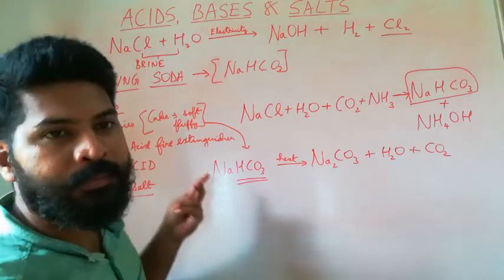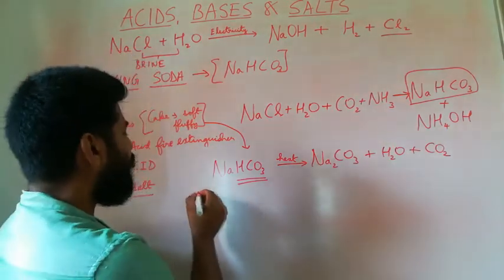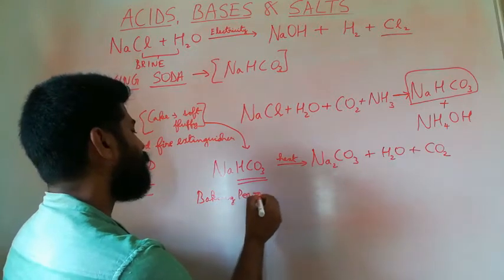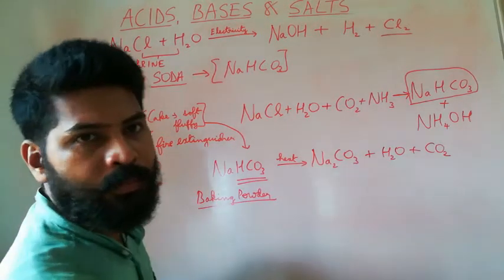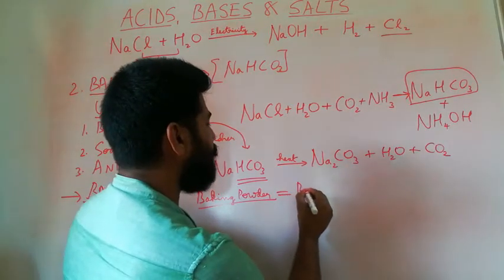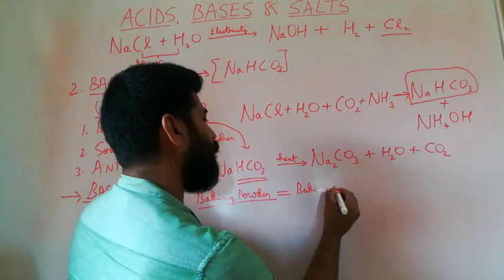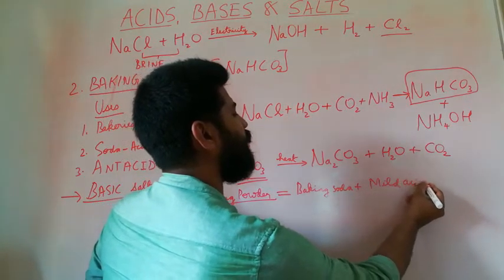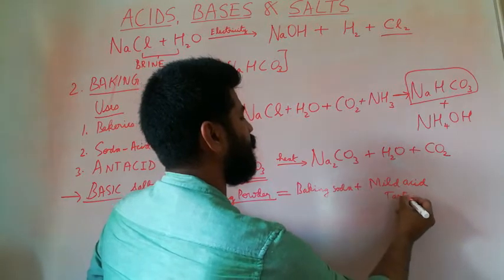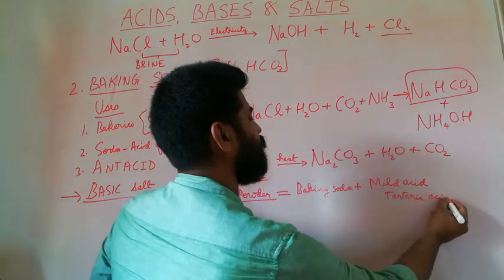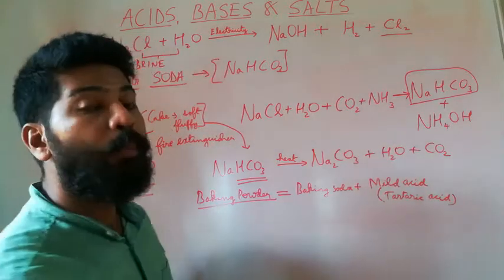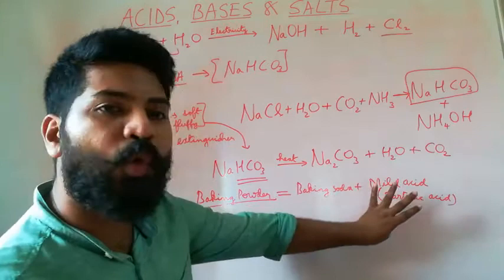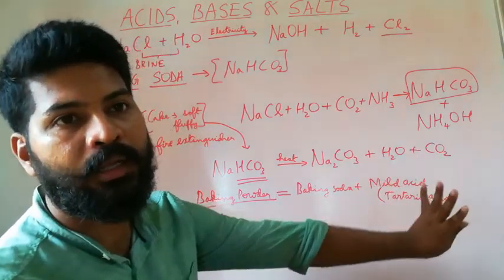In bakeries, what we use is what is called baking powder. Baking powder is baking soda and some mild acid, a weak acid, for example tartaric acid. So it is a complex salt, baking powder. It contains baking soda along with the mild acid, that is tartaric acid.